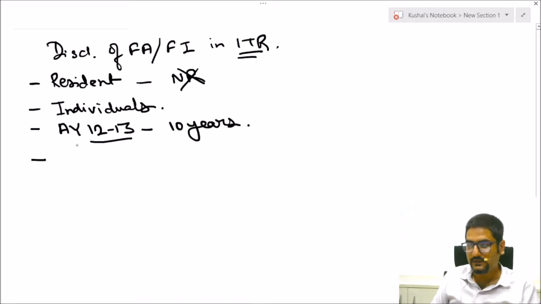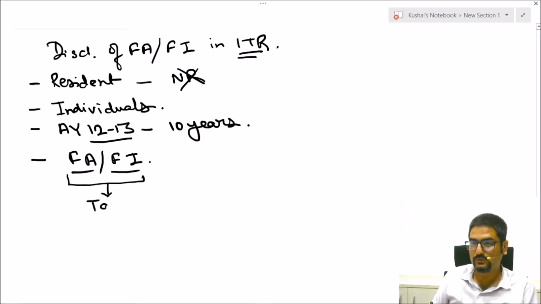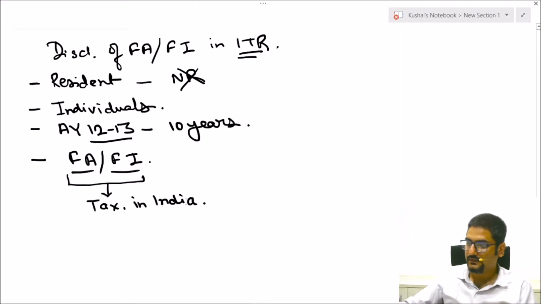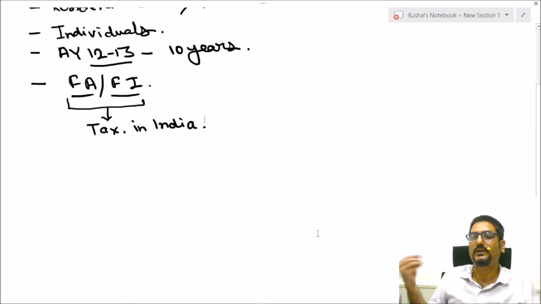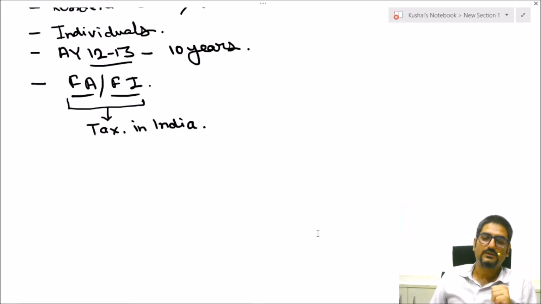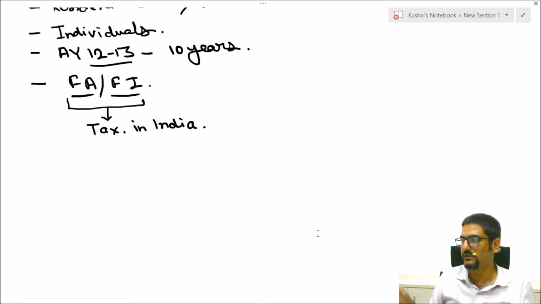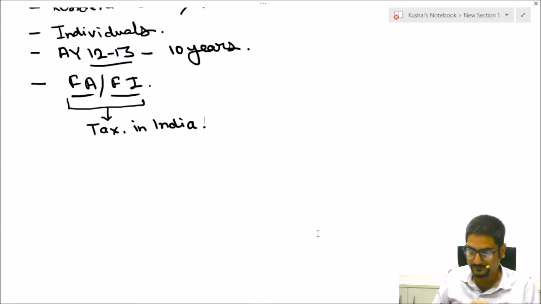Now, one important aspect is that the foreign assets or foreign income that is required to be reported does not have to be taxable in India. It is not a mandate whether this income is taxable in India or taxable outside India, in the country where the asset or the source of the income is located. It is not that important. Irrespective of this fact, you have to report this foreign asset or foreign income in the income tax return, right?